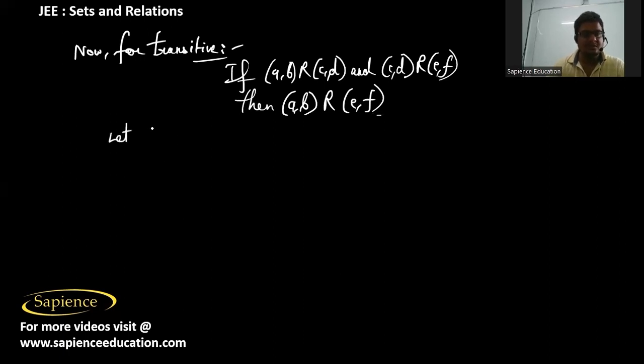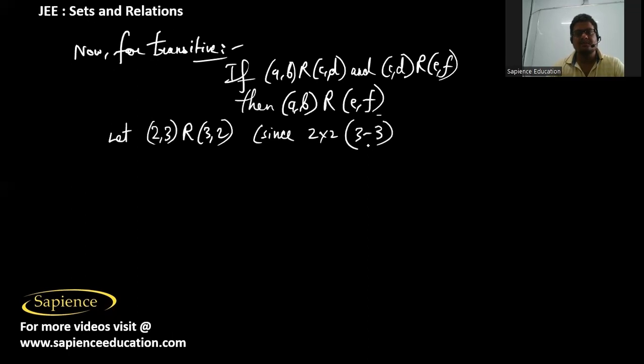Now let us take the numbers 2 and 3. 2 comma 3 is related to 3 comma 2. Since we can say that AD into B minus C is equal to BC into A minus D, 2 minus 2, which is equal to 0. So it means these two are related.